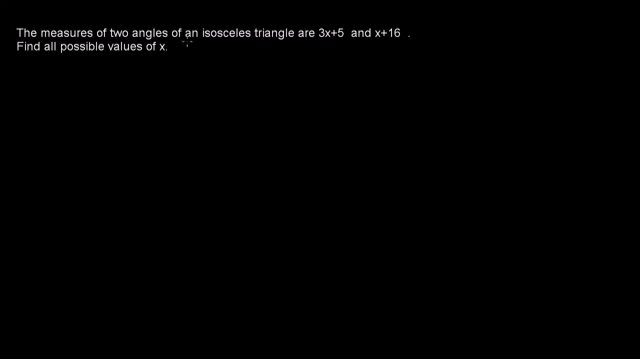The measure of two angles of an isosceles triangle are 3x plus 5 degrees, we'll say, and x plus 16 degrees. Find all possible values of x. So let's think about this.